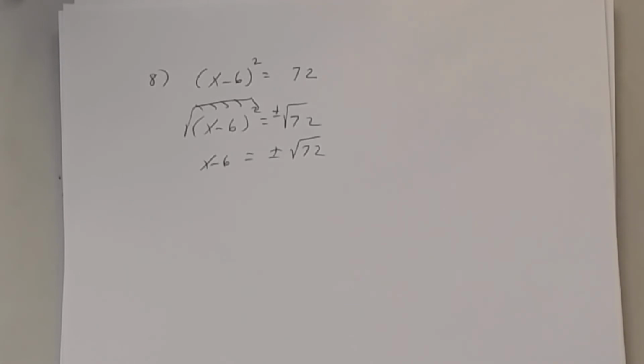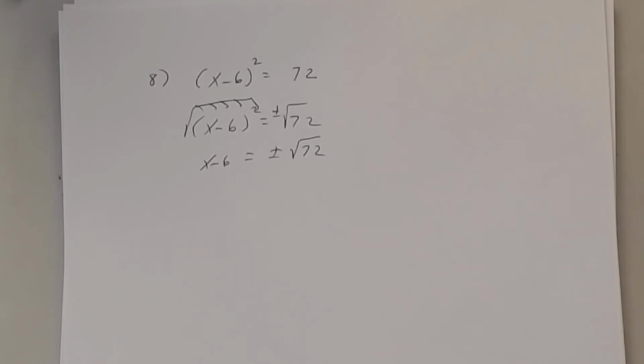Are these rational? Am I going to end up with rational solutions or irrational? Irrational. Why would you say rational? Is 72 a perfect square? No. So it's going to be irrational because I'm still going to end up with a square root in my solution. So that's an irrational number.